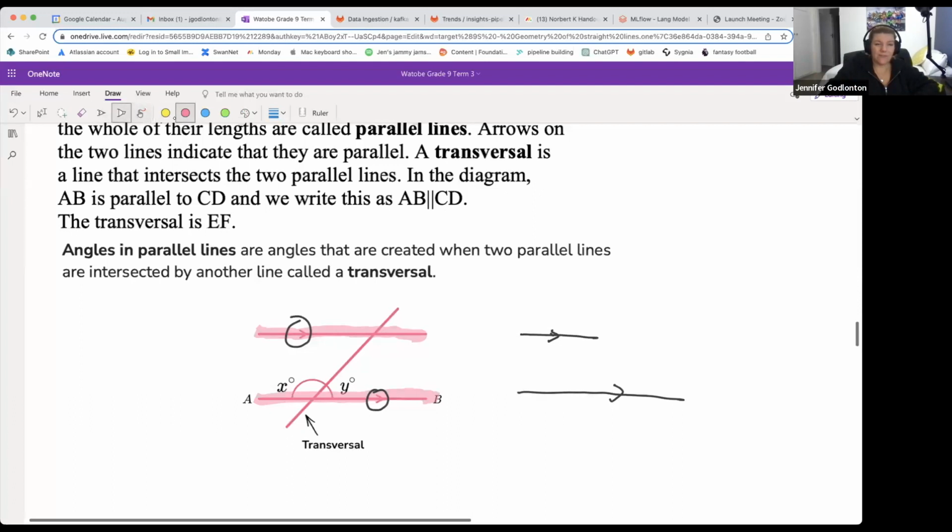And then we have this fancy word that comes into play when we start working with parallel lines in geometry, and it's called a transversal. So the transversal is just a line that cuts through both parallel lines. So it creates these different spaces, and we're going to use those different spaces for different rules.